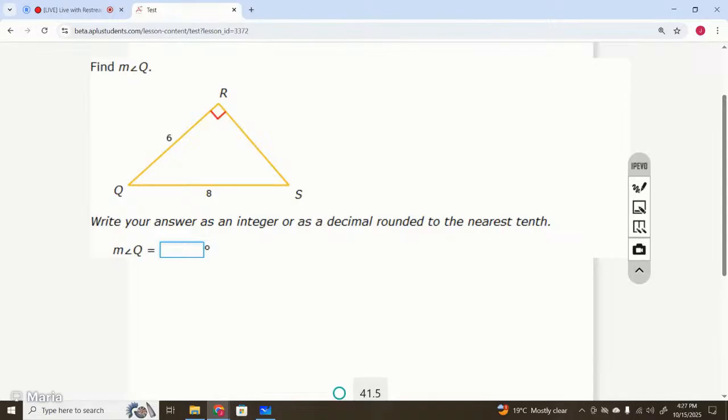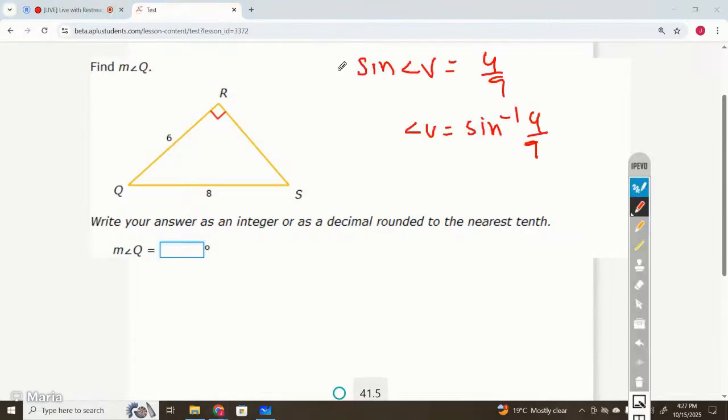Find the measurement of angle Q. Write your answer as an integer or as a decimal rounded to the nearest tenth. We need to find the angle Q.